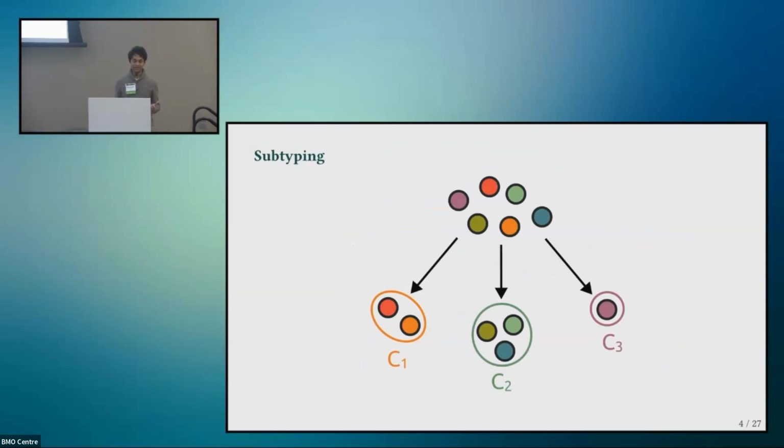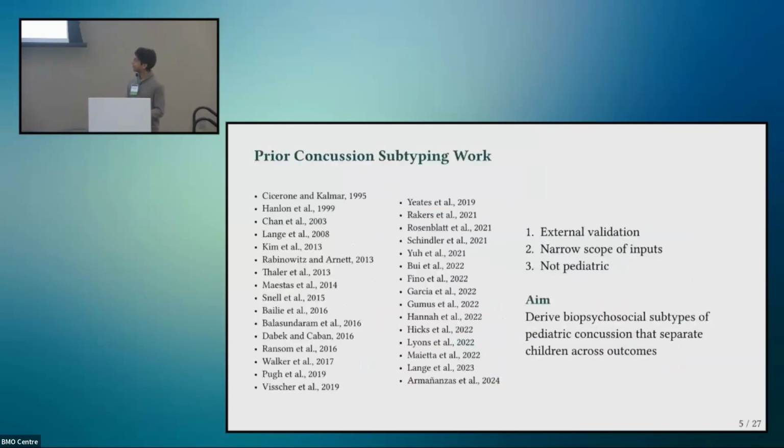So in other heterogeneous disease contexts, subtyping has been used quite successfully to make treatment a little bit more manageable by dividing up diverse populations into more homogeneous subgroups that may respond to treatment similarly or may have more similar trajectories of recovery. And in the context of concussion, many studies have taken a look at and tackled this problem of finding patient subtypes of concussion. A lot of studies are up here.